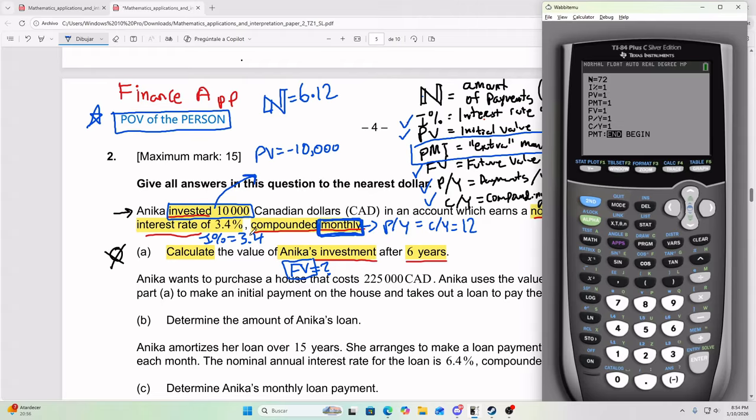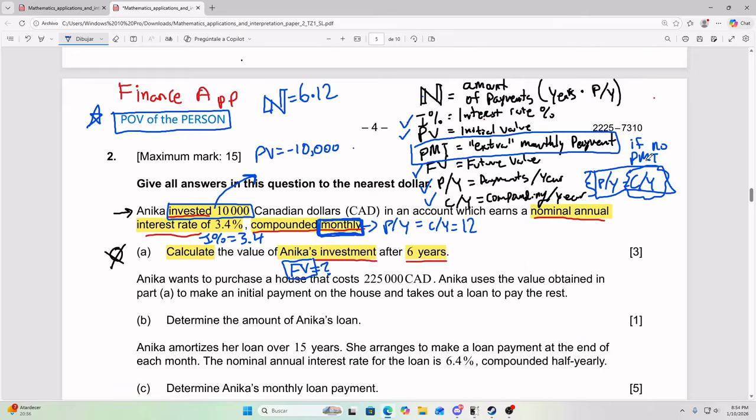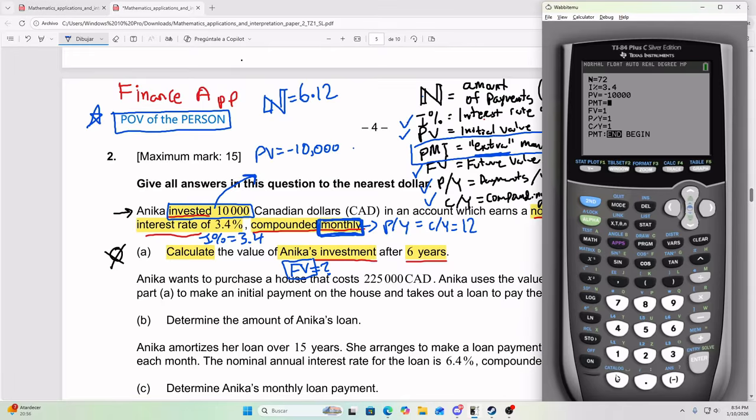Your percent is going to be this 3.4 that they mentioned. Your PV is initially negative 10,000 because it is an investment. PMT, there is no PMT because there is no extra monthly payment, so you just leave it on 0. FV is what you're trying to discover. For now, leave it on 0.